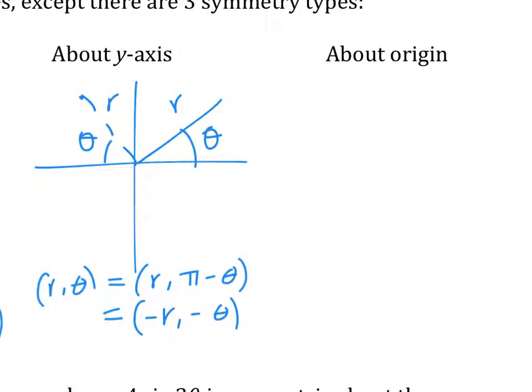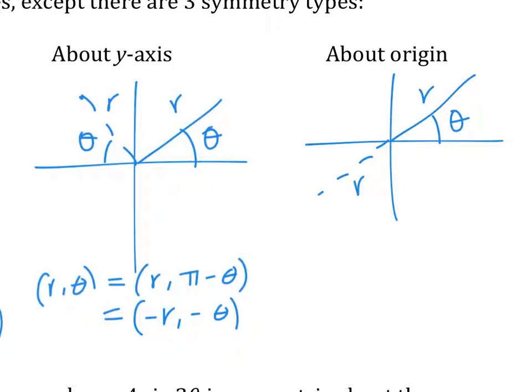Last one, around the origin. Around the origin means that you're going to take your iPad and turn it 180, and it's going to look exactly the same. Okay, r, theta is equal to, all right, positive r again. If I were in the positive r part, how do I get to this point? 180 plus theta, so pi plus theta.